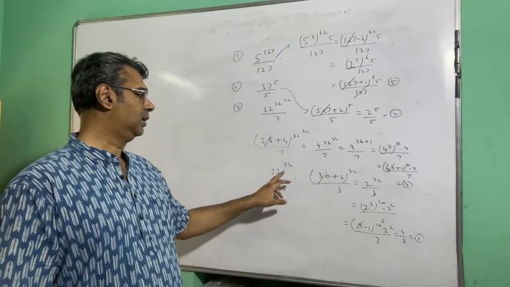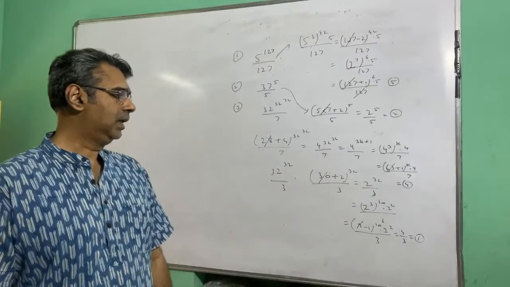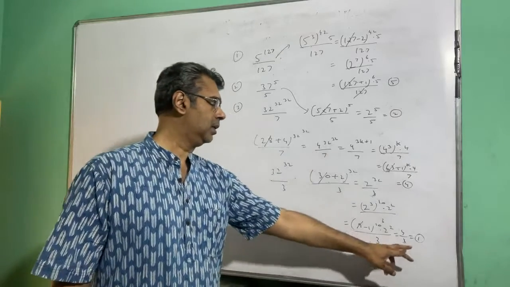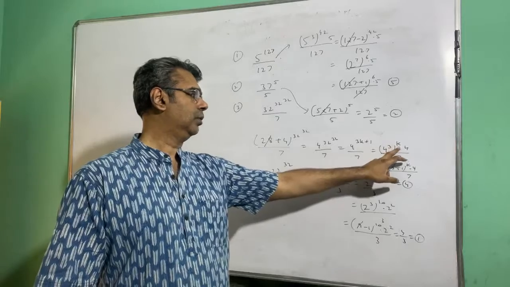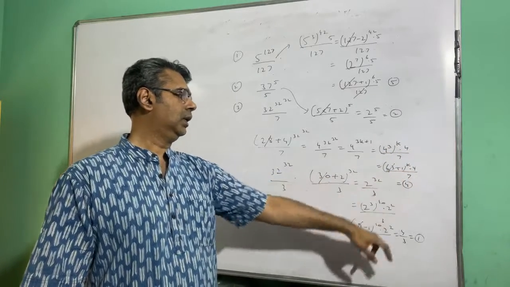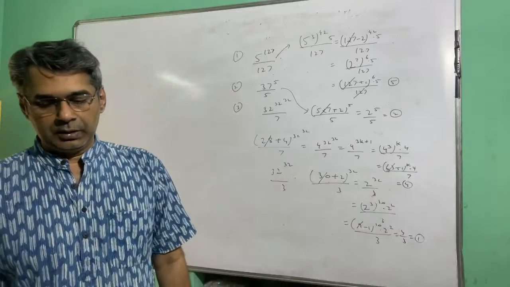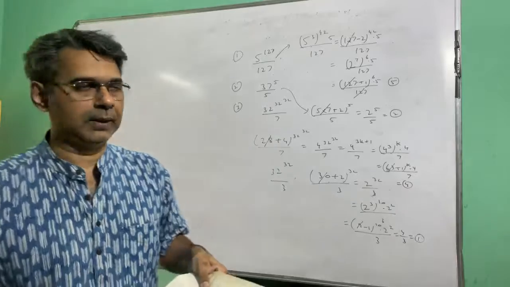Then you realize that 32 to the power 32 is 30 plus 2 to the power 32. If I divide it by 3, then the remainder is 1. So this is 4 to the power multiple of 3 plus 1. So 4 cube to the power k into 4. 63 plus 1 to the power k into 4. So 4 is the remainder. So this is the topic for today, and now I am giving you some homework.